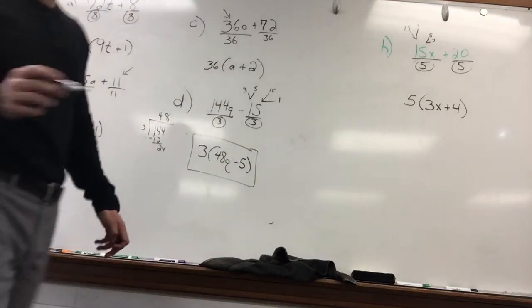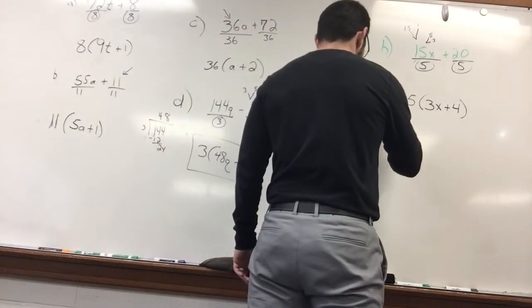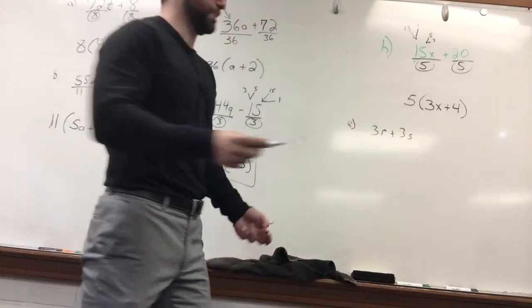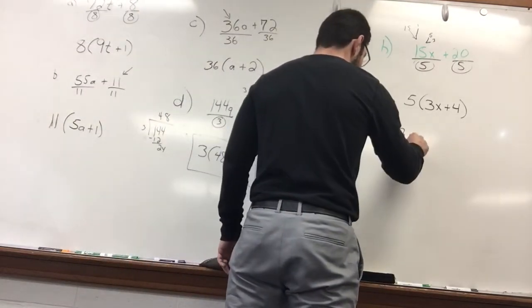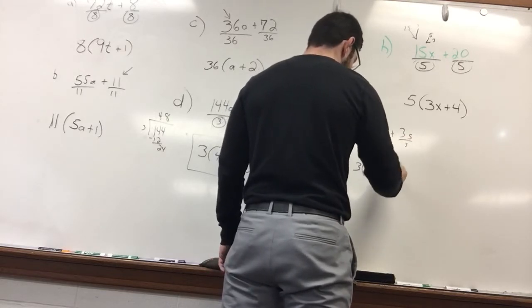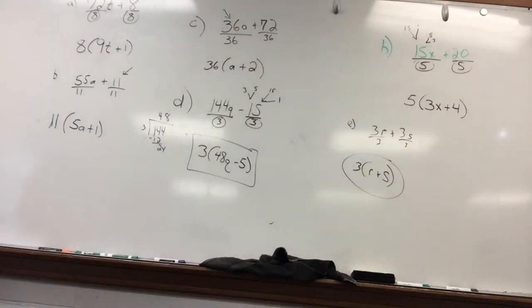Last but not least, we've got letter E. This one's easy. We have 3R plus 3S. Now the smallest number is 3. Oh, they're both 3's. So 3 comes on out. That's 1R. That's 1S. Boom. Questions on factoring out a GCF?